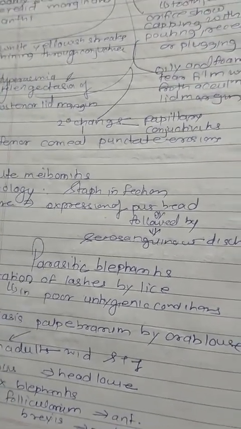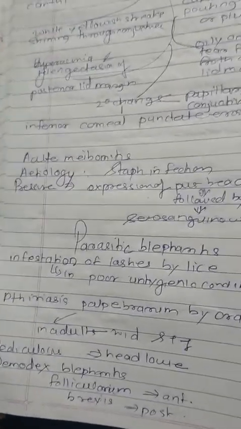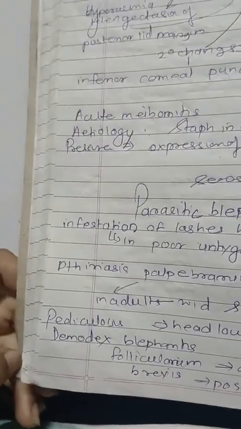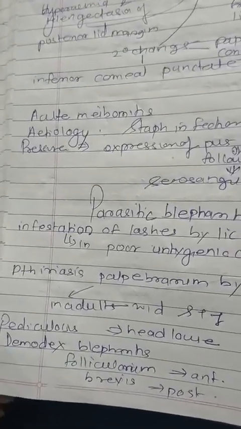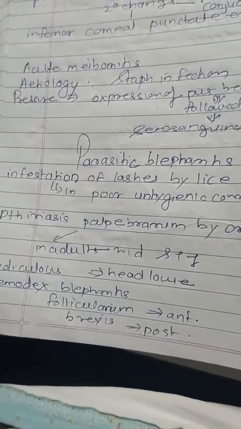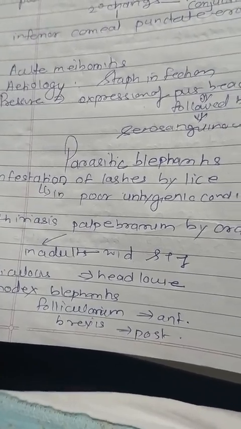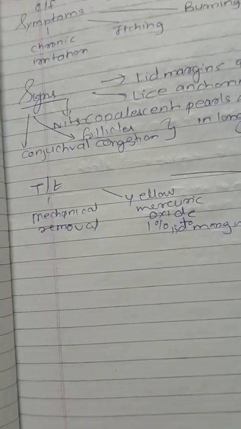Now I'll discuss parasitic blepharitis. It is basically infestation of lashes by lice, with poor hygienic conditions being the predisposing factor. Then phthiriasis palpebrarum by crab louse in adults with STIs, and pediculosis, head louse, and Demodex blepharitis, which is caused by Demodex folliculorum in anterior and Demodex brevis in posterior blepharitis. Talking about clinical features, there is chronic irritation, itching, burning and mild lacrimation.